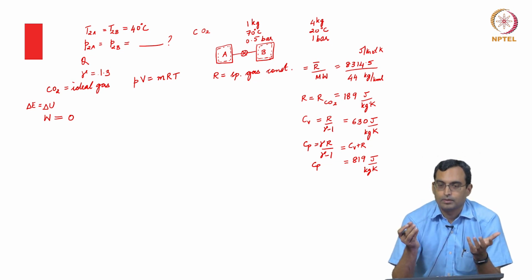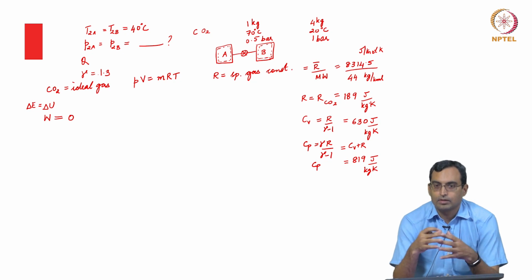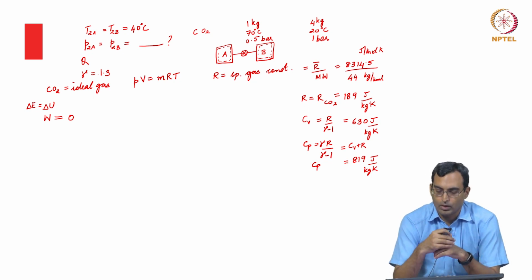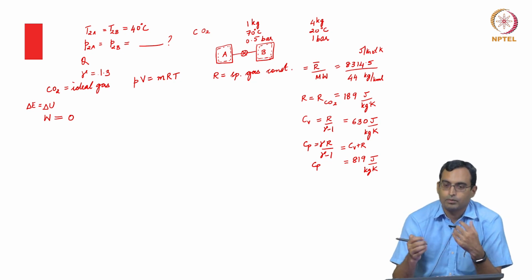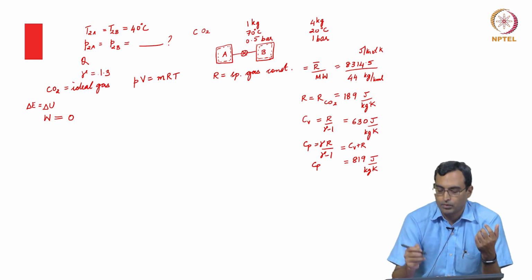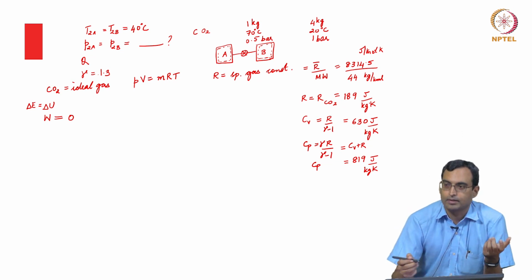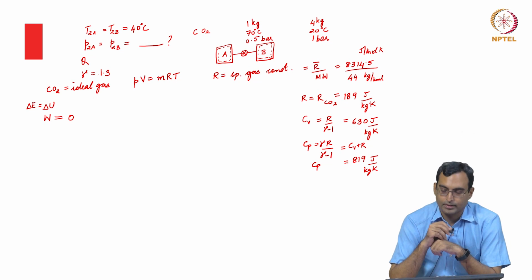So, there is no deformation or anything of that kind beyond the walls of this system. My system can be any arbitrary boundary. I am considering this plus this as my system. So, there is no work interaction. So, therefore, this is 0.